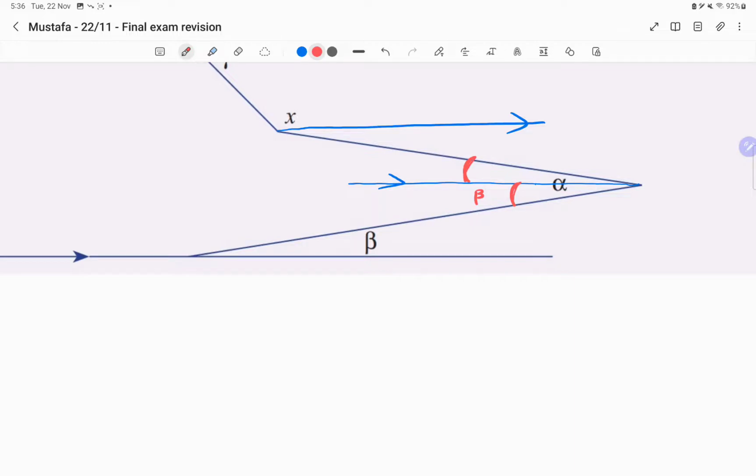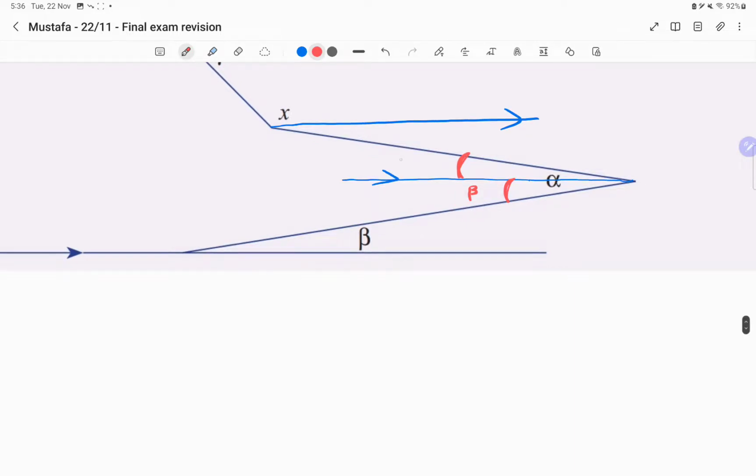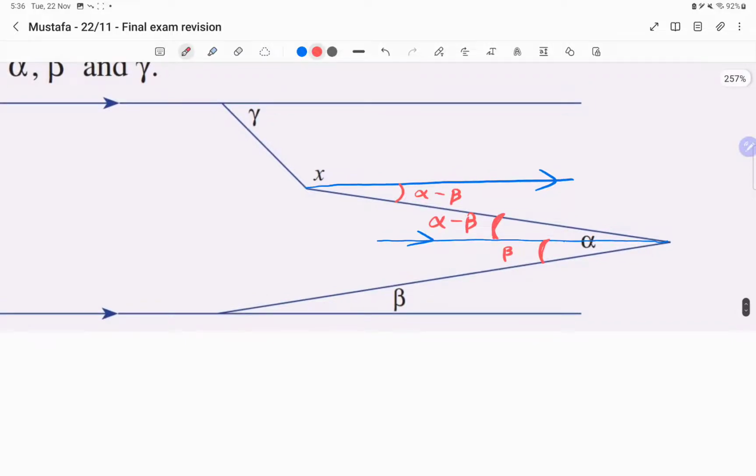The angle is related to alpha and beta. It's alpha minus beta. Which means another alternate angle is this one, that's also alpha minus beta. Then how about this one? Hint, it's related to gamma. What kind of angles are these two? Co-interior. Right, they're co-interior.